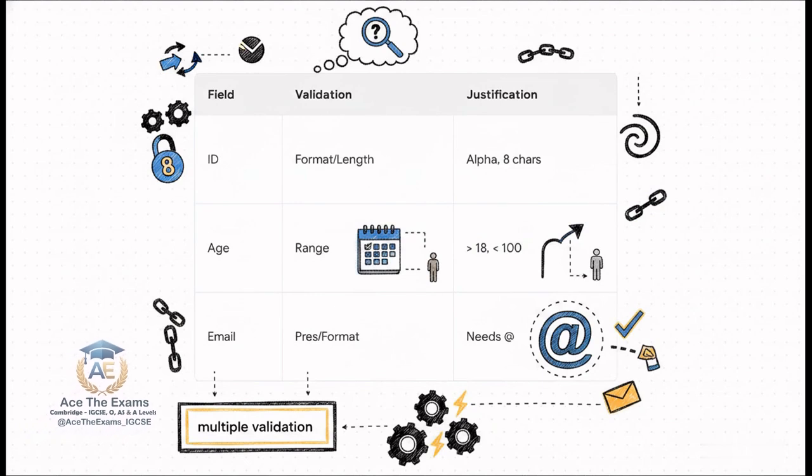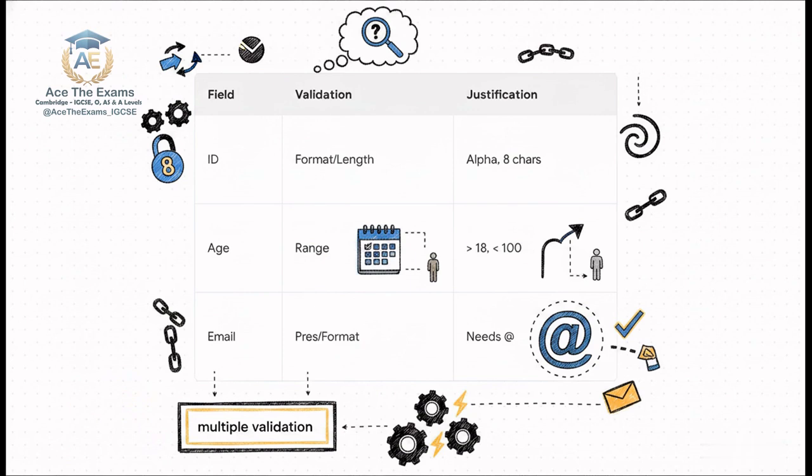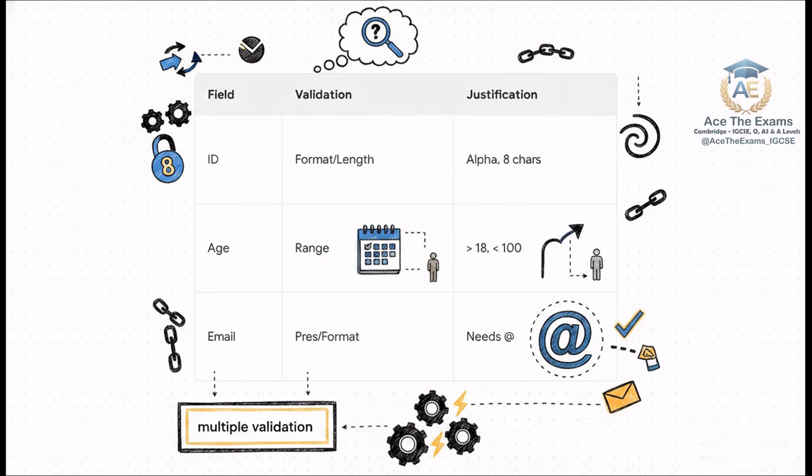First, we have a user ID that needs both format and length validation. Why? Because the justification tells us it must be exactly 8 characters long and alphanumeric. Then we have an age field requiring a range check. This is to ensure the user is an adult, over 18, but realistically under 100 years old. Finally, look at the email field. It needs both a presence check, because it's a mandatory field that cannot be left blank, and a format check to ensure it actually contains the standard @ symbol and domain structure.